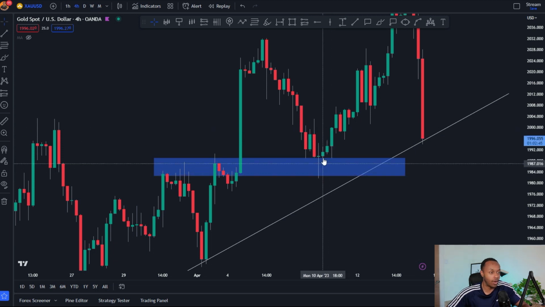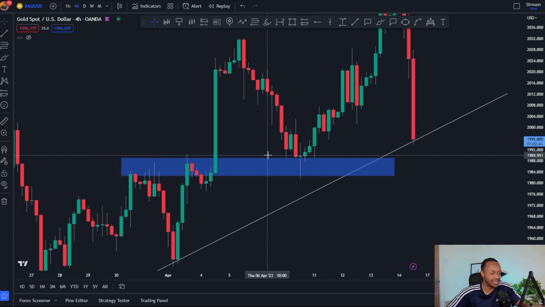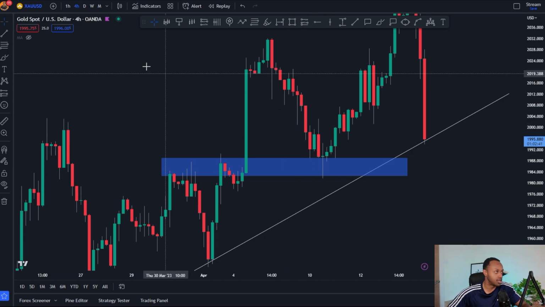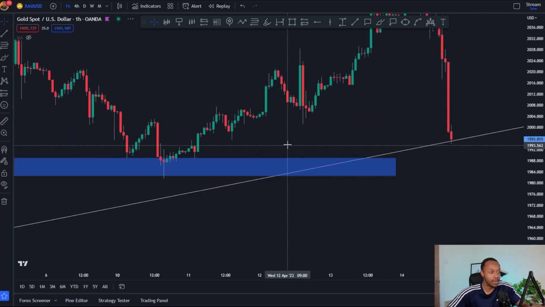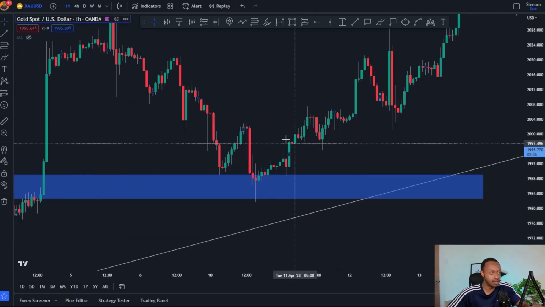And we got that in the 4H there, closing the dojis, a few more wicks to the downside, which is just an added bonus. So then we can drop to the lower time frames and look for our momentum candle, which happened to be this candle here. Really nice momentum to the upside there.